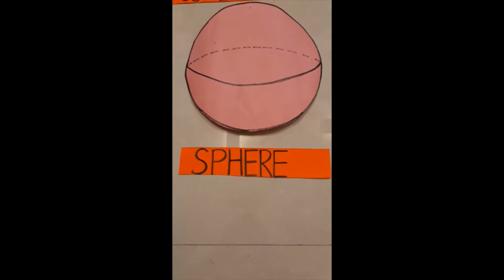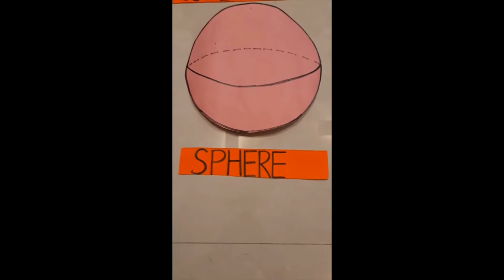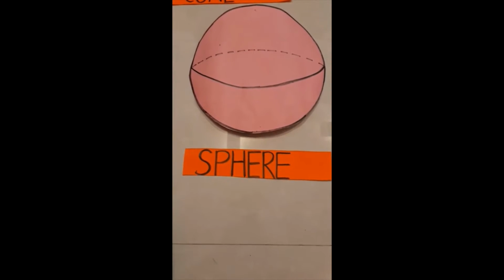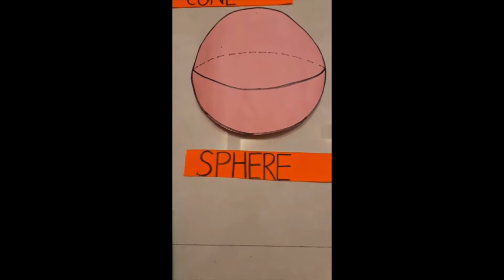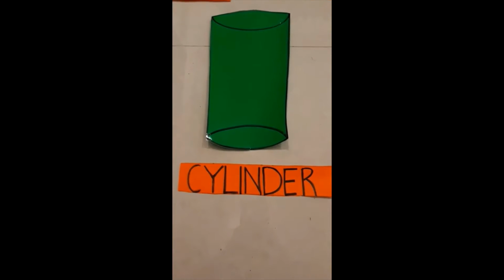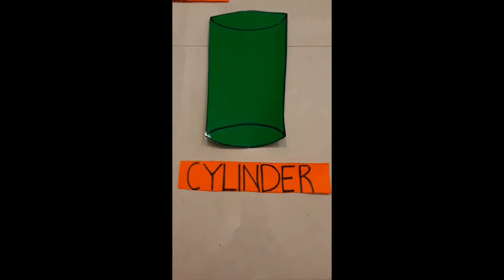Next shape is sphere. This shape is called a sphere. What is the spelling of sphere? S-P-H-E-R-E. Sphere. The last shape that we are going to learn today is cylinder. The name of the shape is cylinder. C-Y-L-I-N-D-E-R. Cylinder.